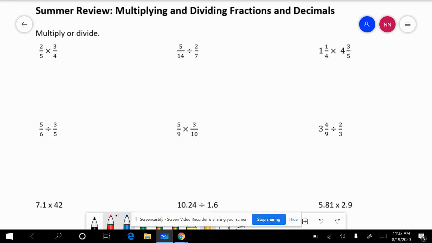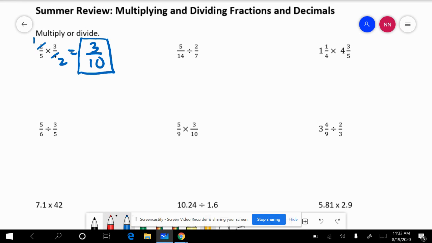What we're going to do is cross cancel. So we're going to look at opposites like 3 and 5. One's on the top, one's on the bottom. They have nothing in common, so there's no canceling. But if we look over here, what we have is a 2 and a 4. And I know that 2 goes into 2 one time, and 2 goes into 4 two times. Now I multiply across. 1 times 3 is 3. 5 times 2 is 10. And that's how I multiply fractions.